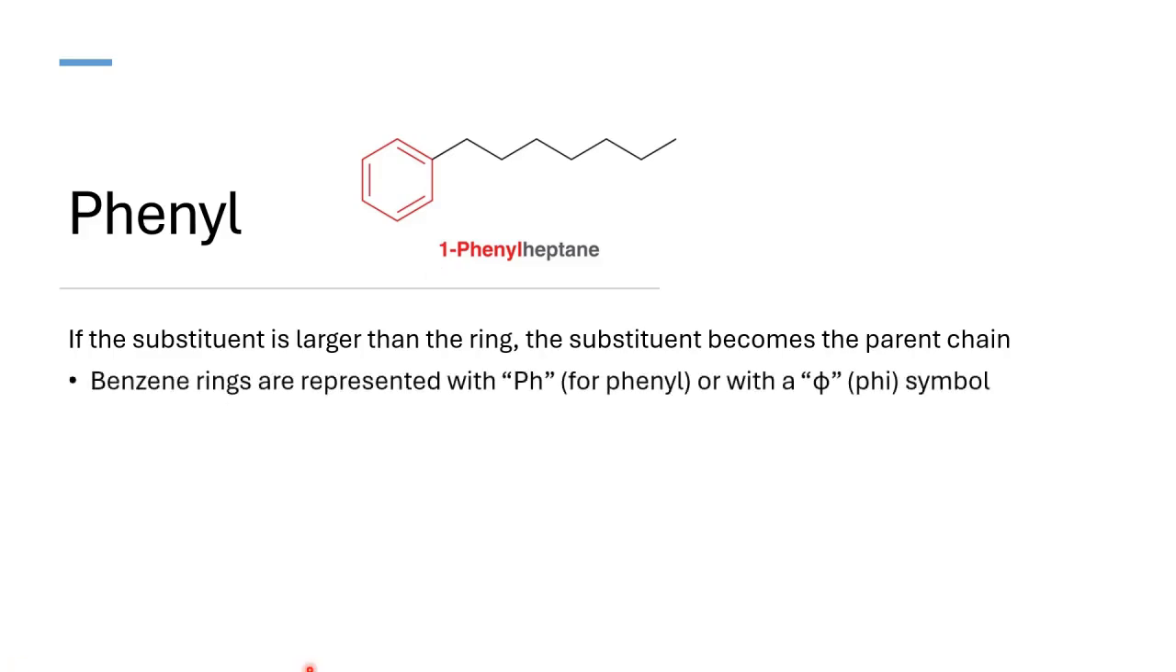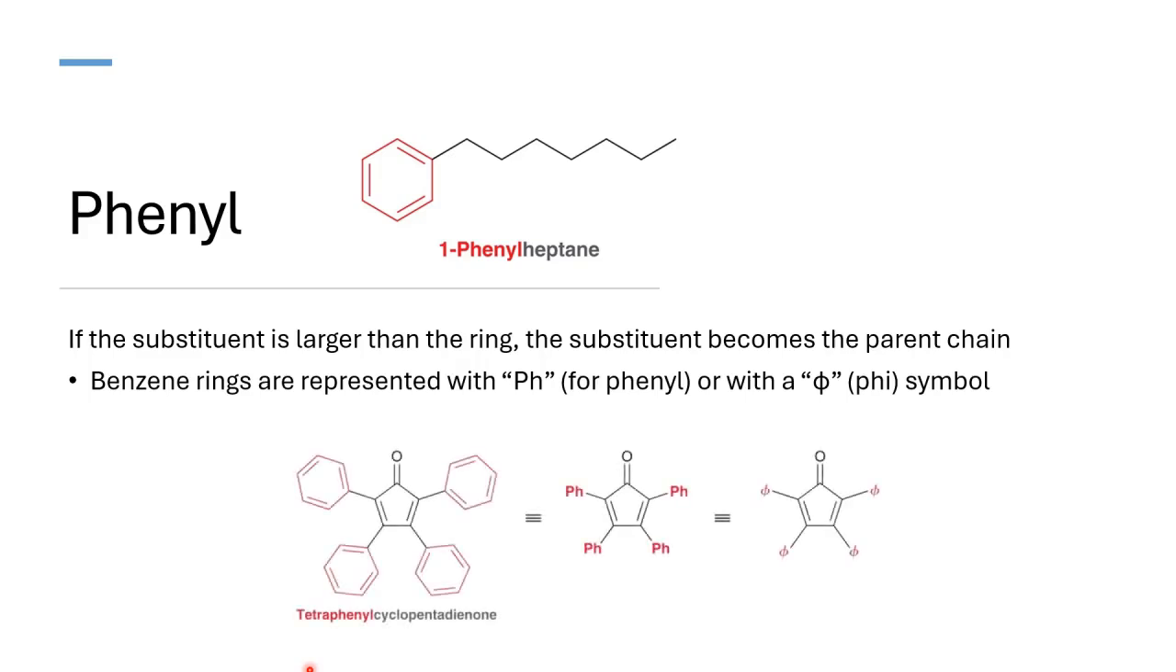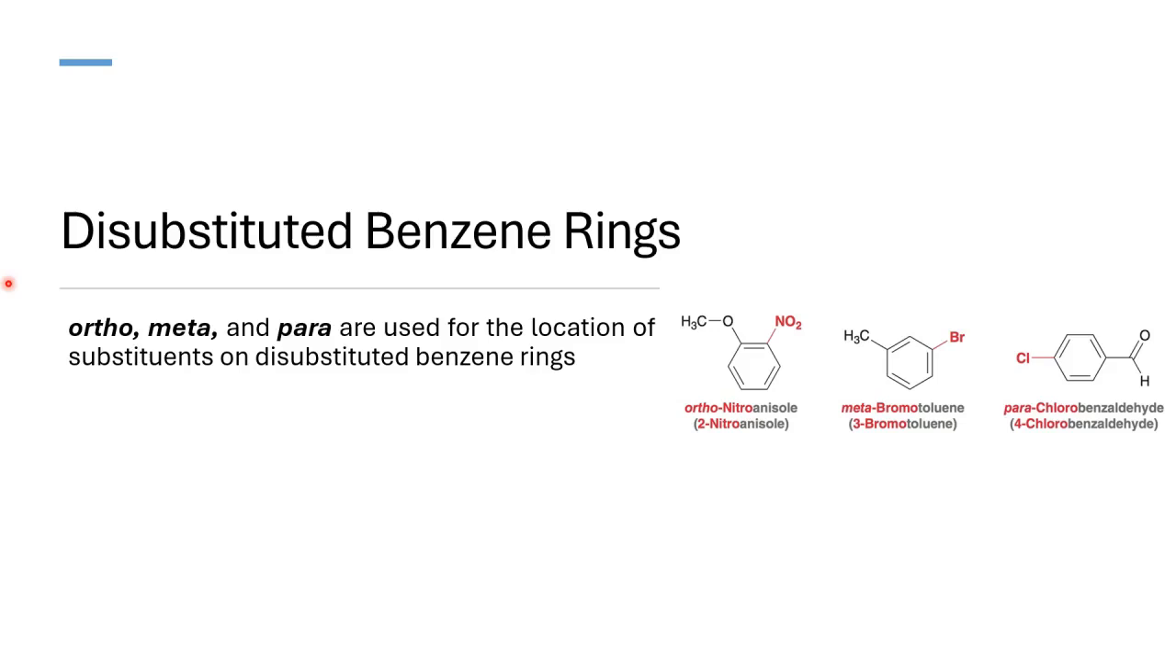Benzene rings are very large. Oftentimes they're represented with an abbreviation, such as Ph for phenyl, or with the Phi symbol. Here is an example of tetraphenylcyclopentadienone. Notice how large it is. In order to make it a little bit easier to draw, the benzene rings are represented by Phs or with the Phi symbol. Di-substituted benzene rings.